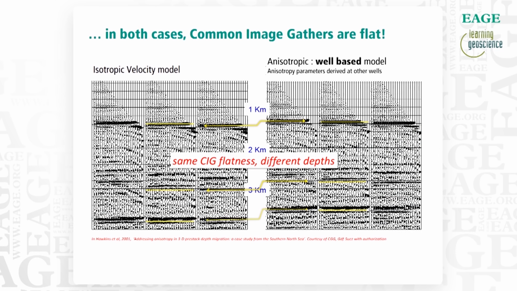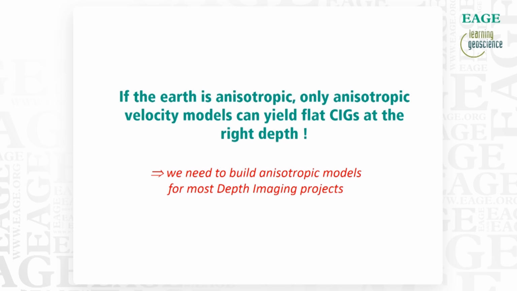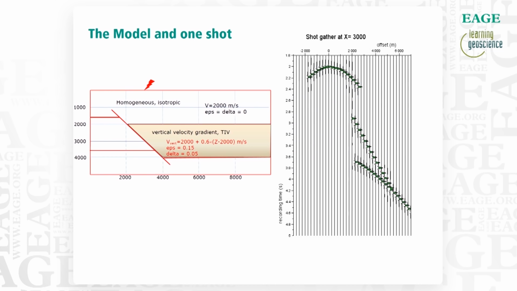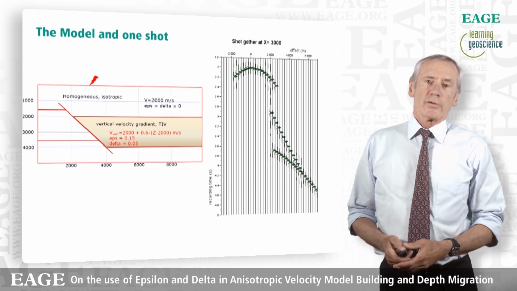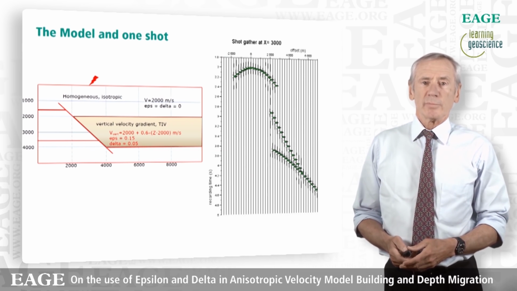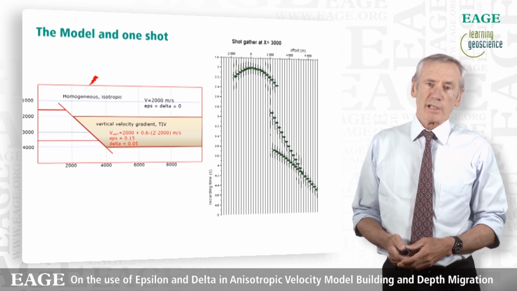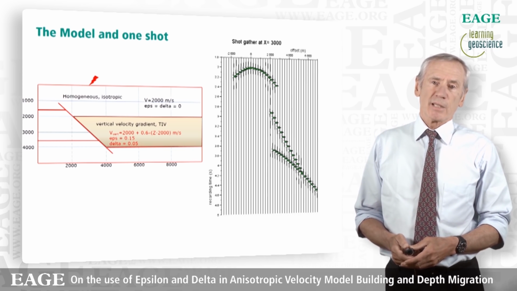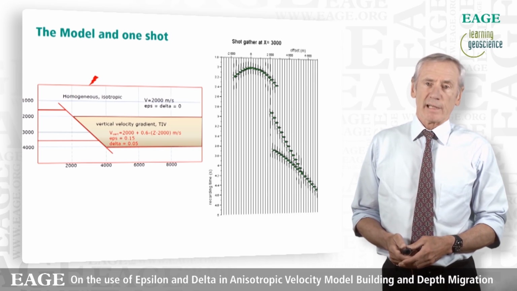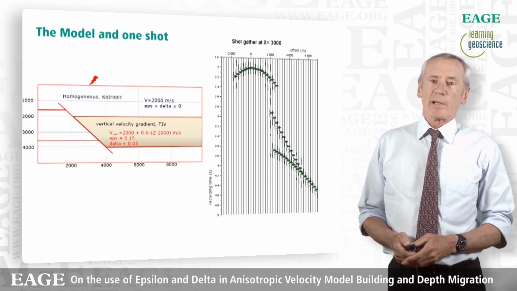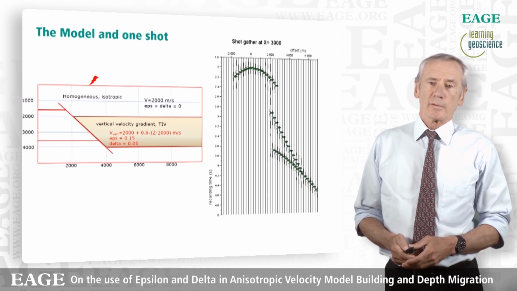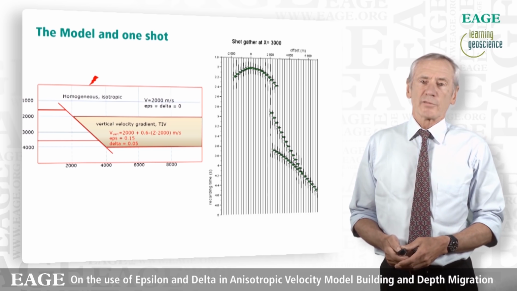So let's investigate a bit further how they achieved these results. Let's use a synthetic example. So this is the model I'm going to use now. On the left, the first layer is homogeneous isotropic and the second layer is vertically heterogeneous and anisotropic, with 15% of epsilon and 5% of delta. On the right, a kinematically derived shot record.